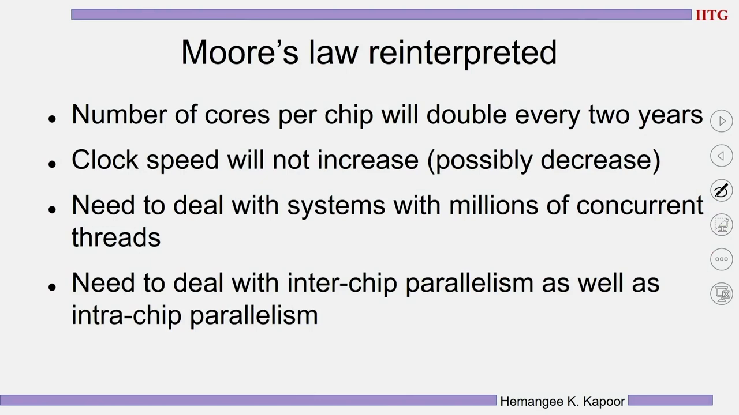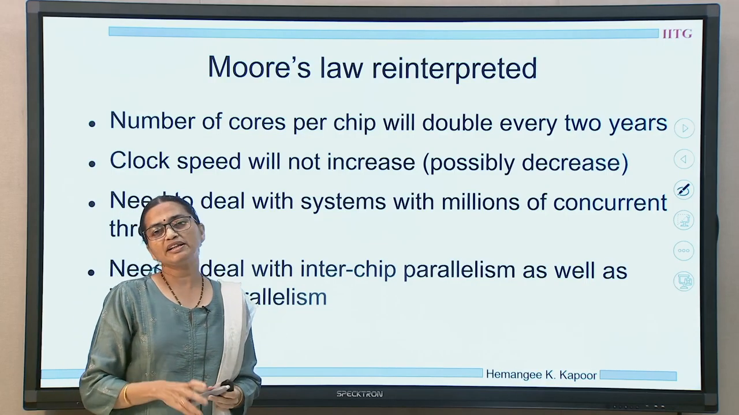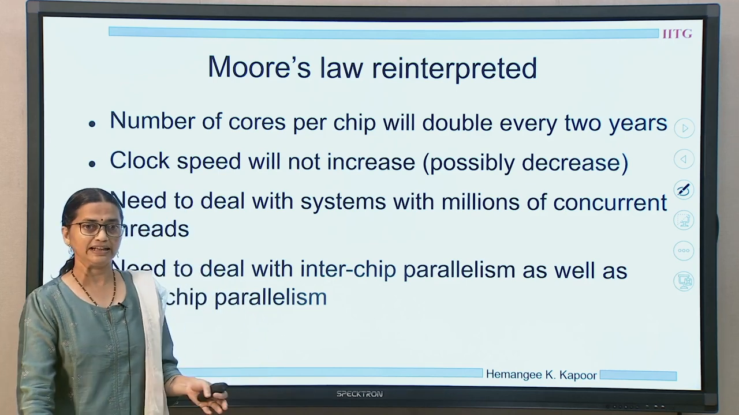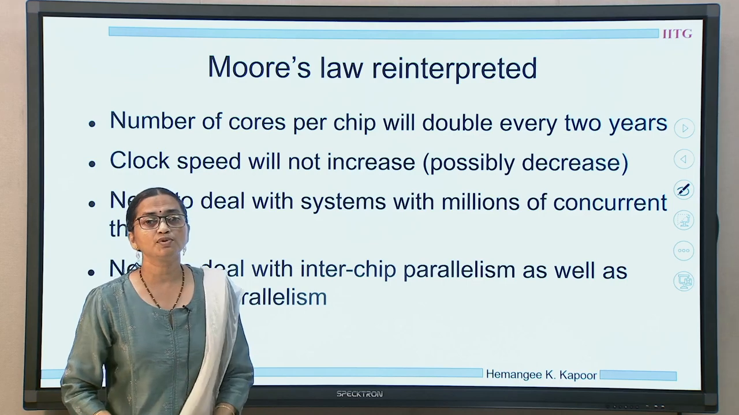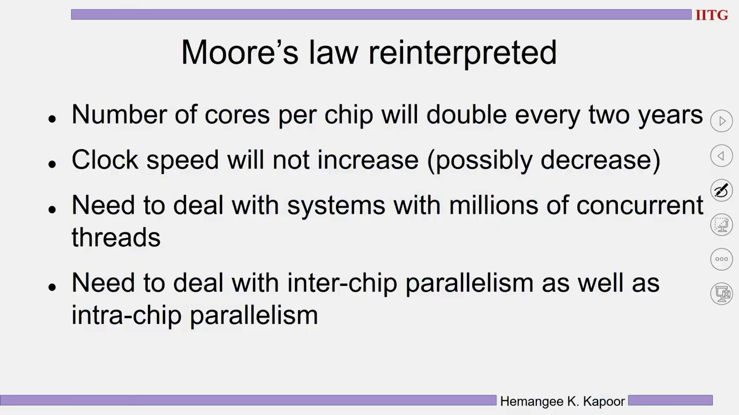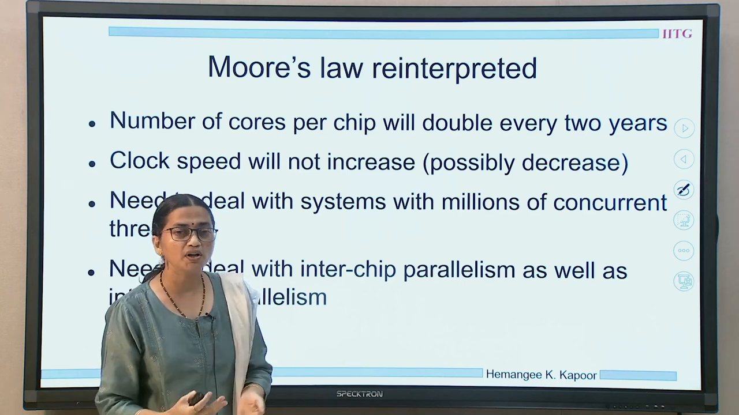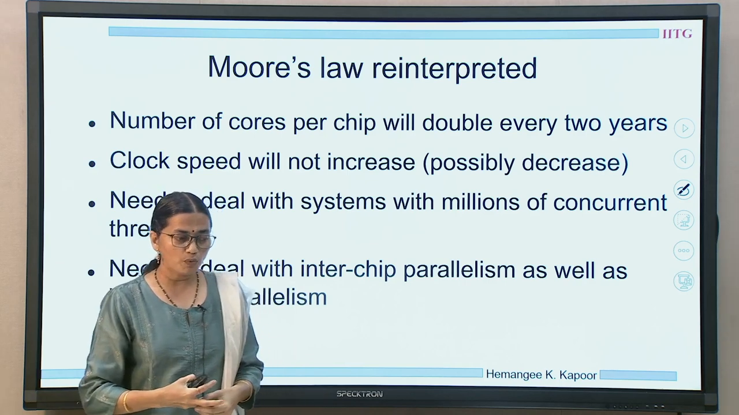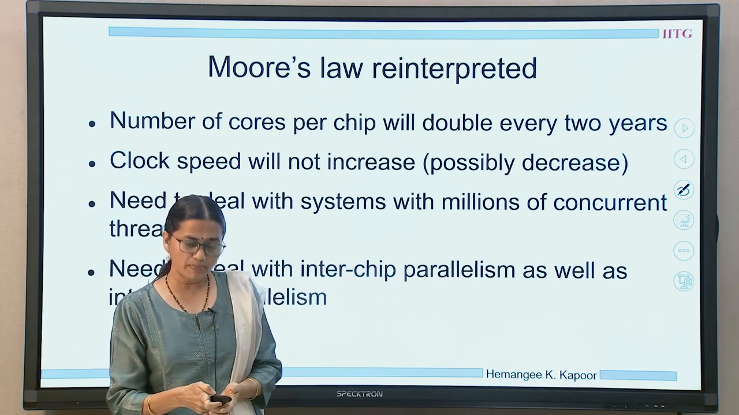Okay. So Moore's law can now be reinterpreted: the number of cores on the chip will double every 2 years. Instead of the number of transistors increasing, I'm going to increase the number of cores per 2 years. The clock speeds are not going to increase, they'll possibly decrease. And when I have multiple cores, we need to deal with systems of multiple threads. There will be several concurrent threads running on a system which need to be utilized properly by the software. And with this, we need to deal with inter-chip parallelism as well as intra-chip parallelism.